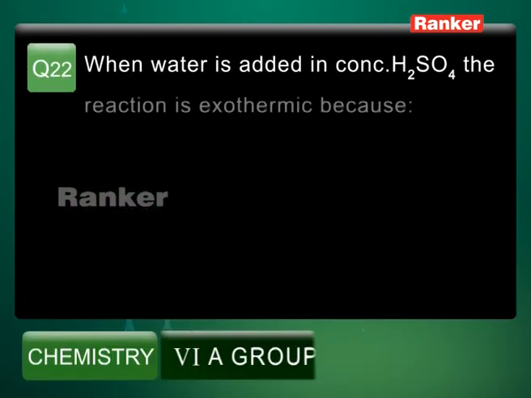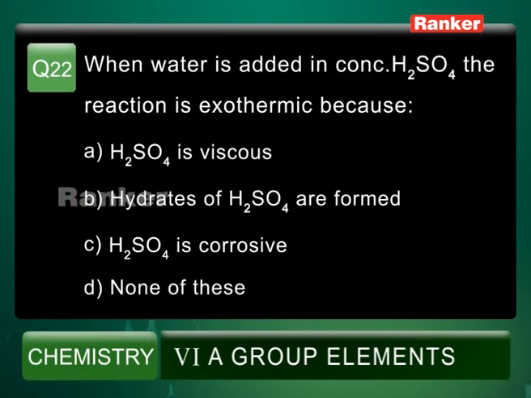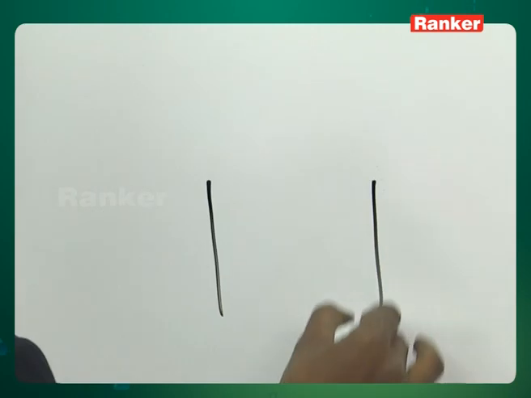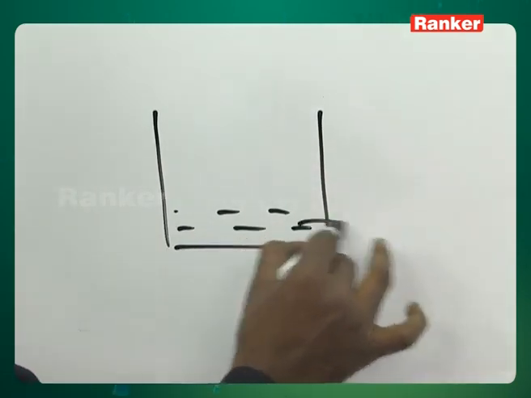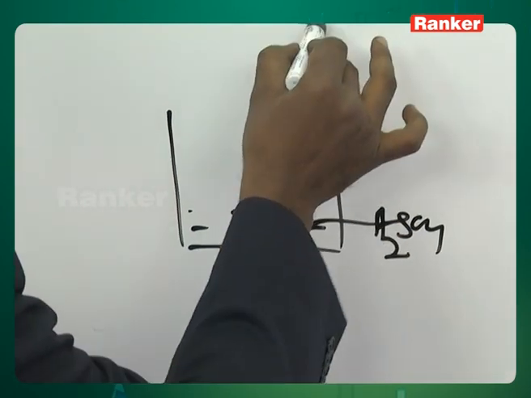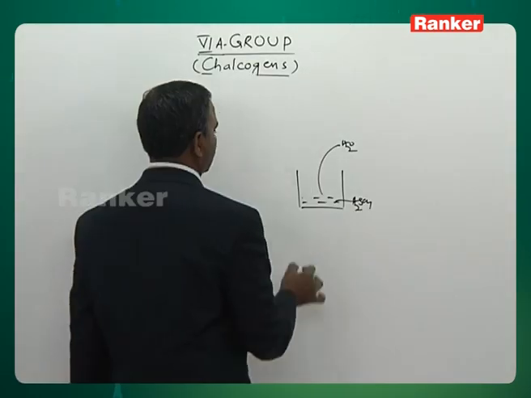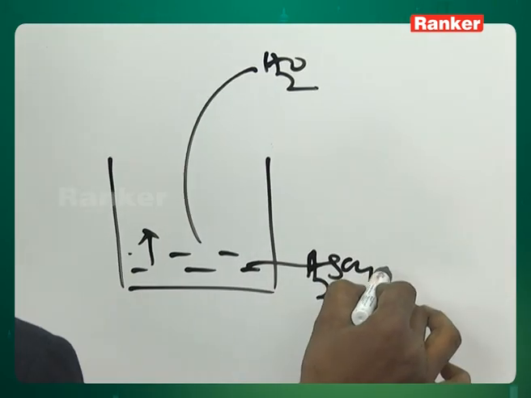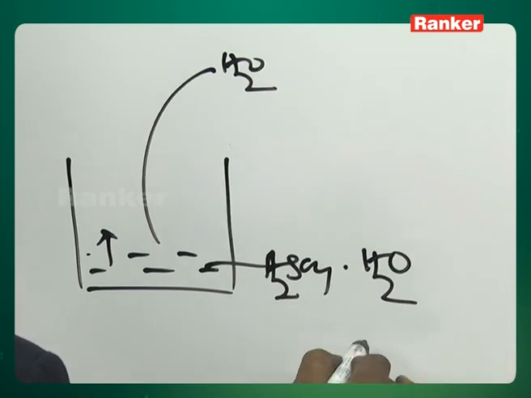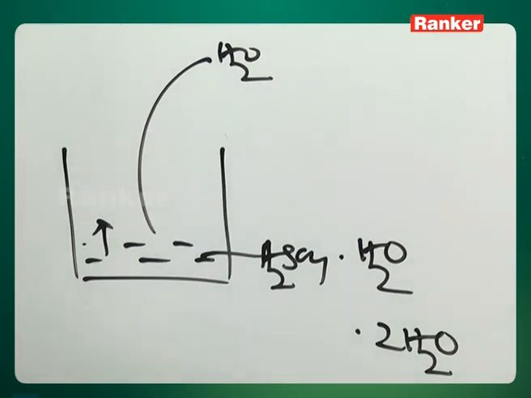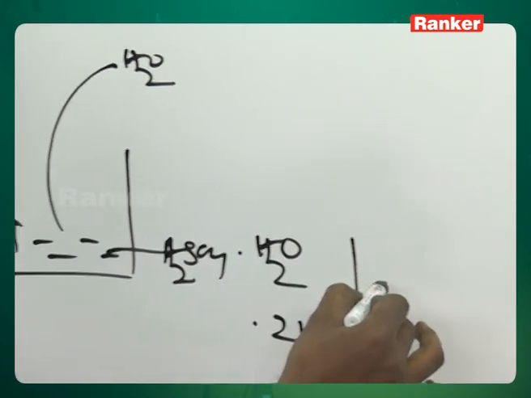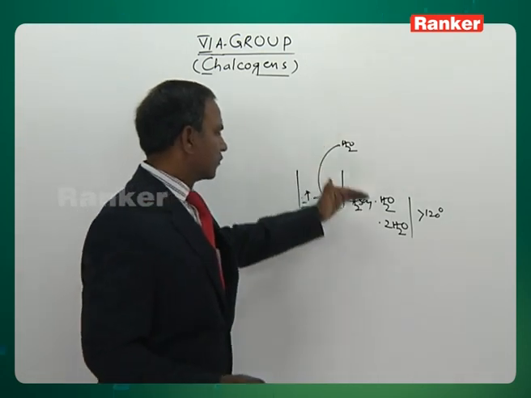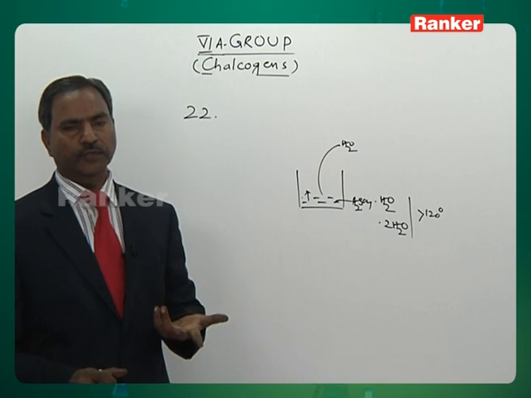Question number 22. When water is added to concentrated sulfuric acid, the reaction is exothermic. Whenever you are adding water to sulfuric acid, take a container with sulfuric acid and add water to this. The temperature is increased because of the formation of hydrates. Sulfuric acid forms hydrates like monohydrate and dihydrate. Due to the formation of these hydrates, the temperature may rise to even more than 120 degrees centigrade, because the hydration of sulfuric acid is exothermic in nature.